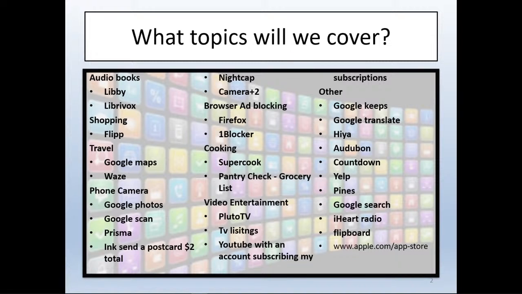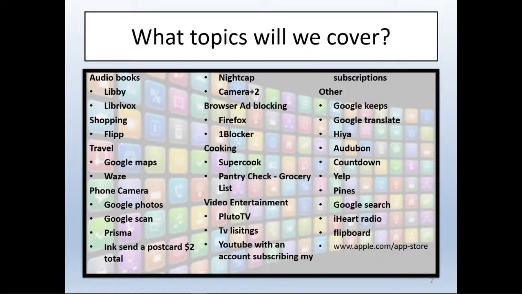We talked about Prisma, the InkSend postcards for $2. Okay. Night Capture, Camera Plus, browser add-ons with our Firefox. And then ad blockers. We also talked about SuperCook and the pantry check with groceries, lists, and everything.